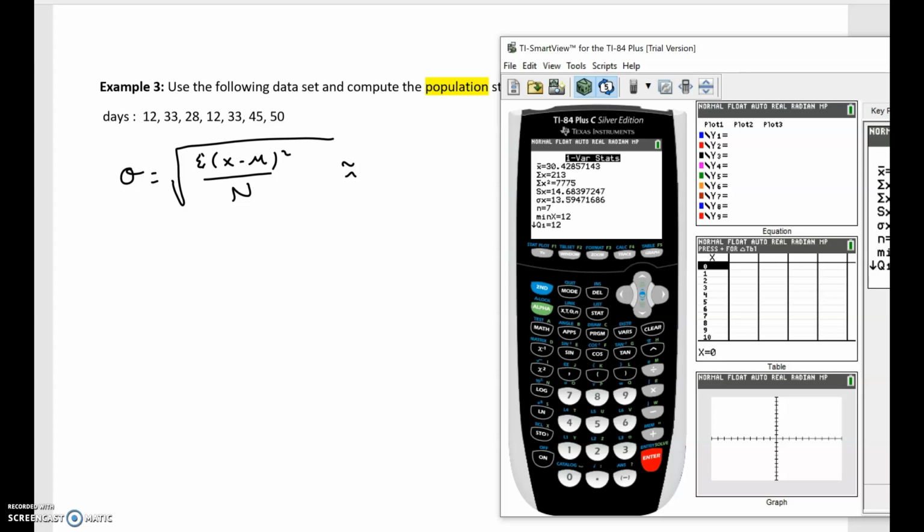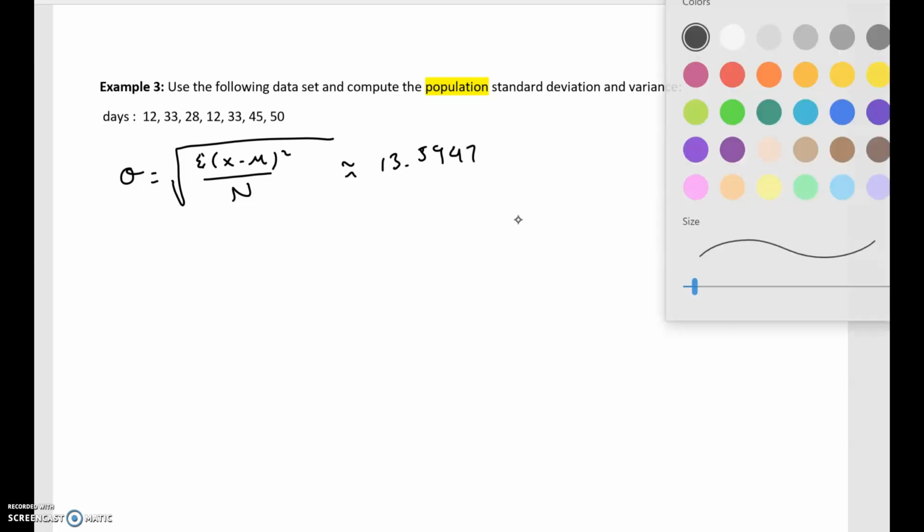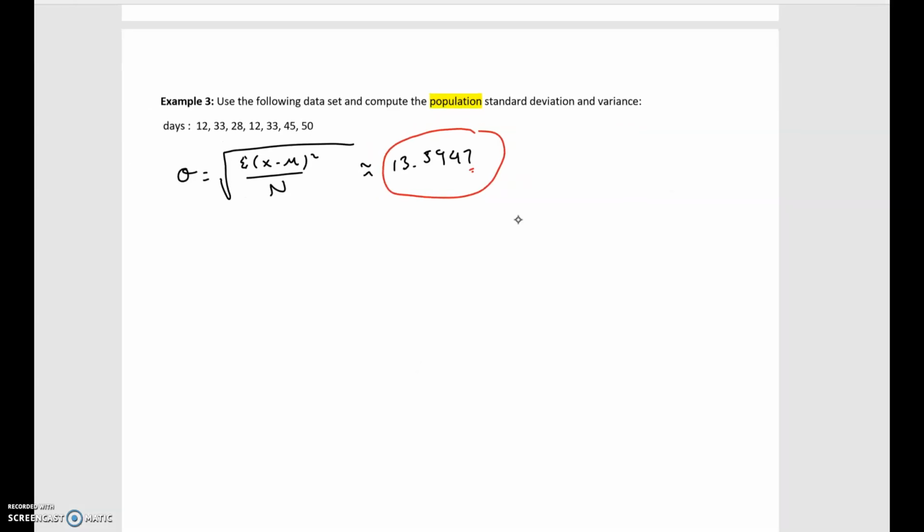And the value of the standard deviation, since we're treating it now as a population, is this little sigma here. So this is going to be equivalent to 13.5947. So I'm using 4 decimal places. Please be careful because the software, for some problems on your homework assignments, is only asking for 2.